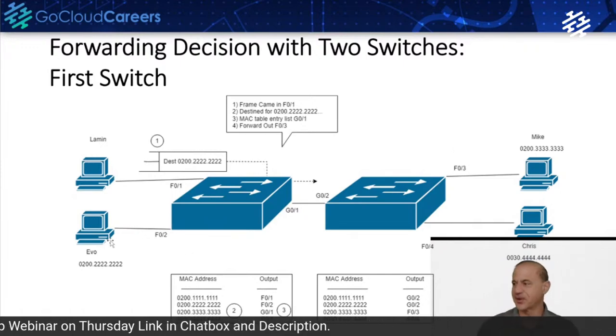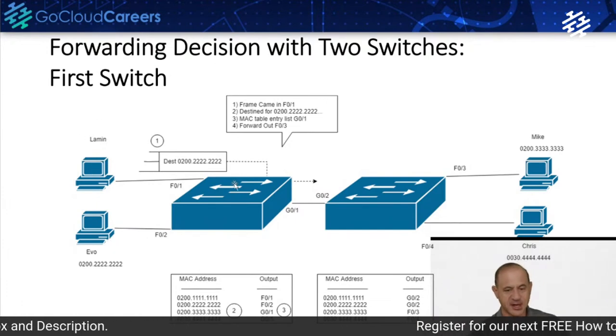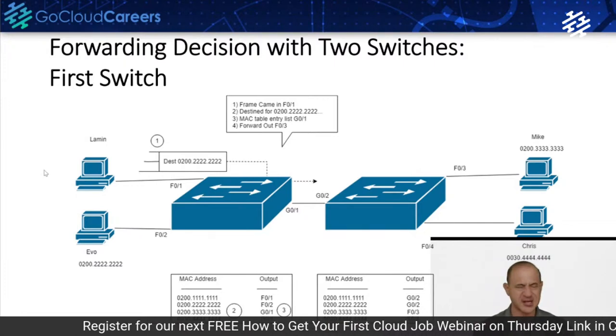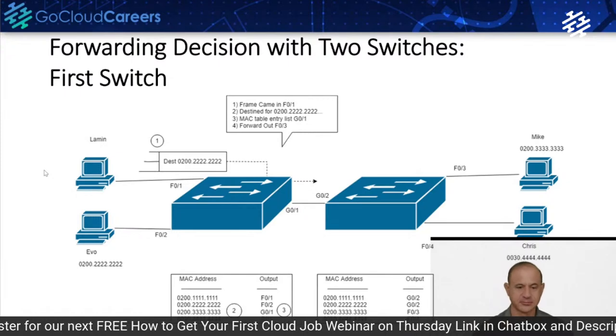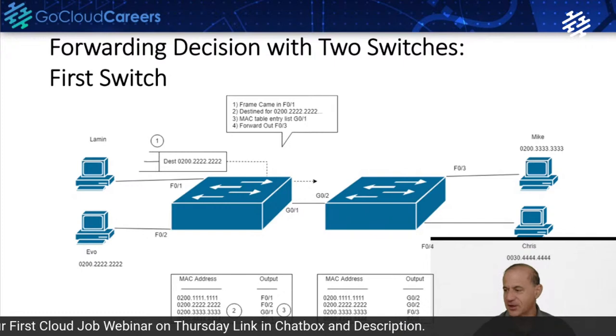And then Eva Doikia responds and says, I have this MAC address. And guess what? The switch builds an entry in the MAC address table. If you ever hear the term CAM table, which means content addressable memory, it's the same thing as the MAC address table that they're talking about. And realistically speaking, that's how all this stuff works.